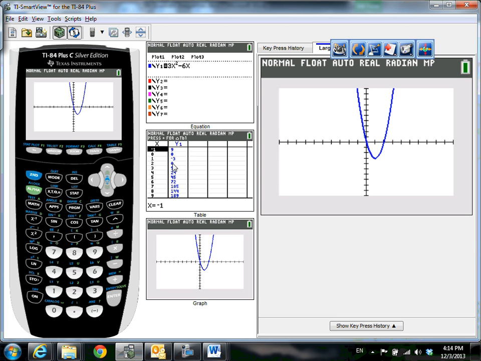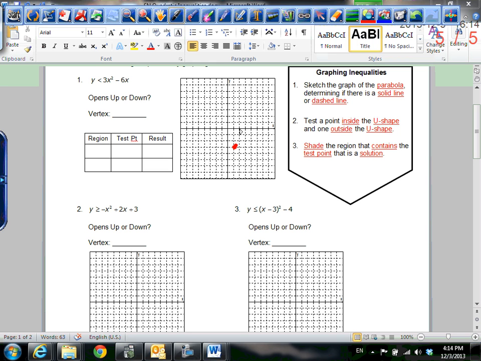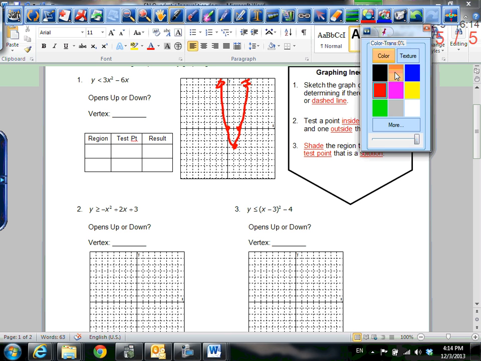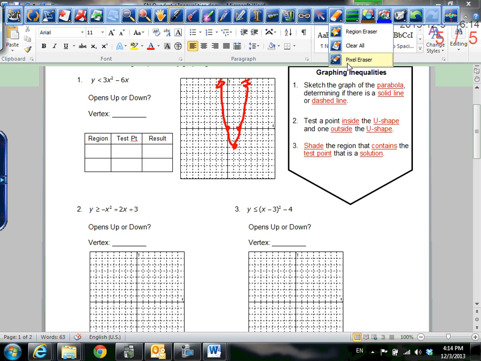So 0, 0, 2, 0, 0, 2, 0. That's good. All right, so we got that. But since it's a less than symbol, it's actually just a dashed line. Okay. The last thing we've got to do: the vertex is 1 comma negative 3, and it opens up. I think that's obvious now.